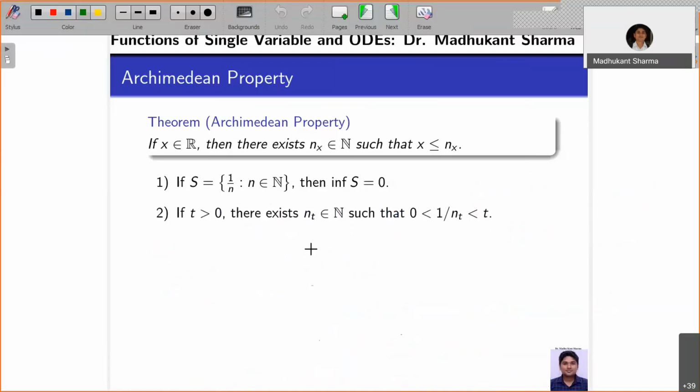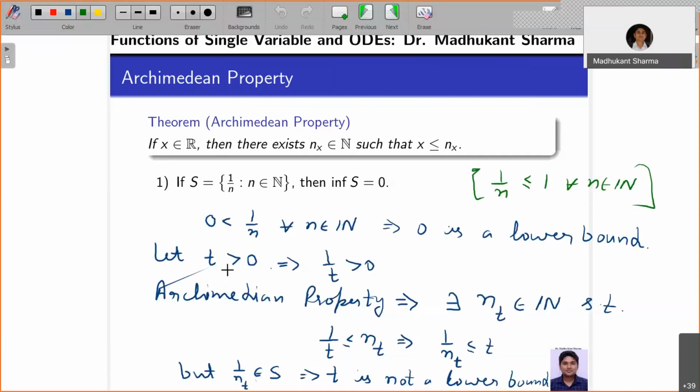So the second property: if T greater than 0, there exists N_T belonging to the natural numbers such that this happens. This has already been proven just now. It's certainly T greater than 0, which implies 1 by T greater than 0. So the Archimedean property gives you an N_T which satisfies this inequality, which implies the above property. And certainly 0 is strictly less than 1 by N_T. So the second property holds true by following the previous one.